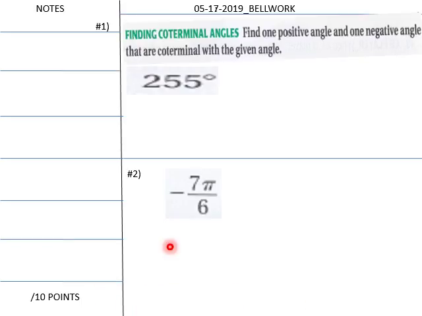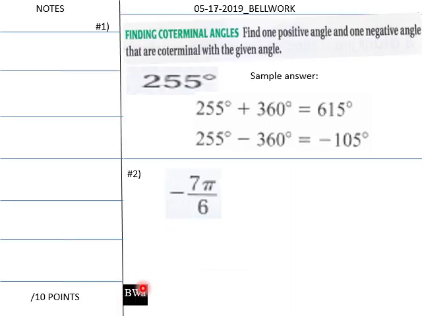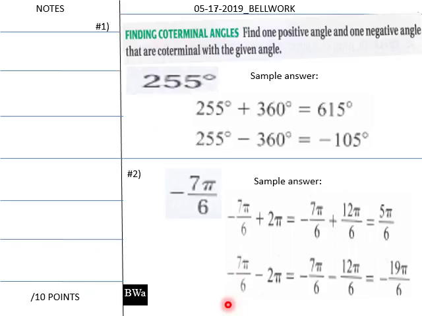Okay, welcome back. Your solutions for your bell work. For number 1, 615 would be coterminal, and negative 105 would be coterminal. So we add and subtract 360. And then up here, 2 pi is 360, so we add and subtract that, and we get 5 pi over 6, and then 19 pi over 6.